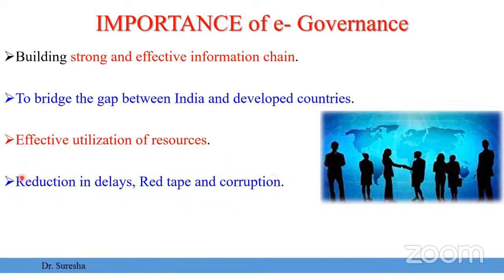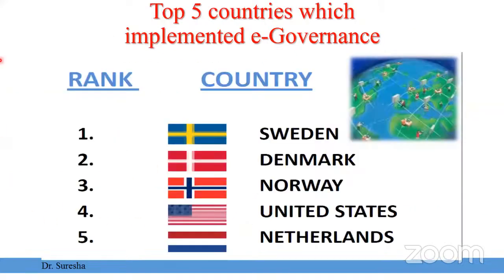So, this is what happens in e-governance. Implementation of e-governance: first it stands Sweden, Denmark, Norway, United States, and Netherlands. Of course, this is taken from last year, and this year I could not get this information. That's why I'm not updated.